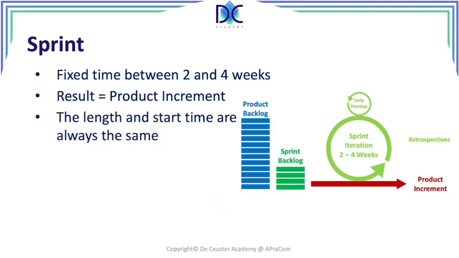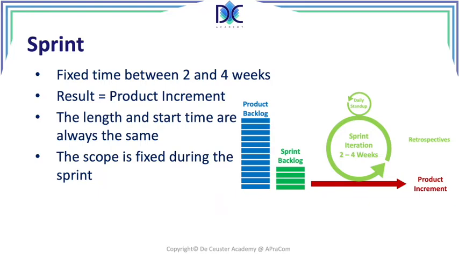The length and start time are always the same. So whenever you have work that is unfinished, you will never extend the sprint. The sprint is always limited to the fixed time that you set at the beginning of the project. The scope is fixed during the sprint. The scope is basically the sprint backlog.